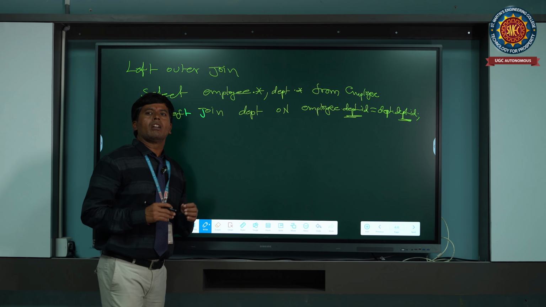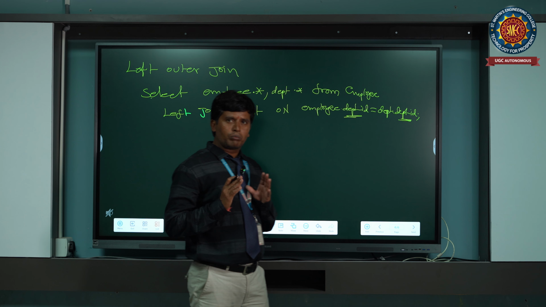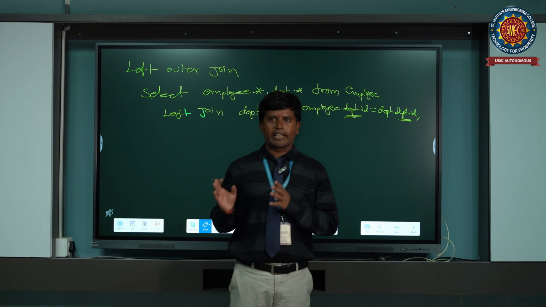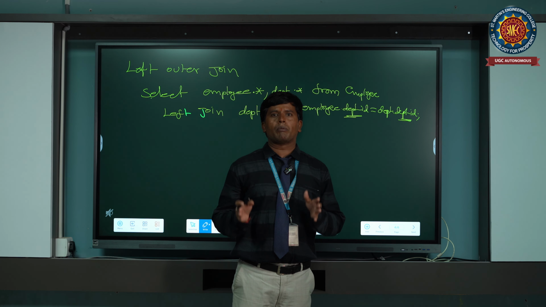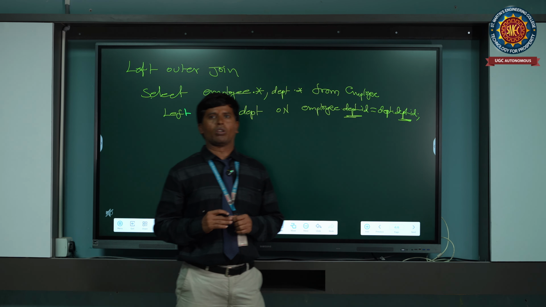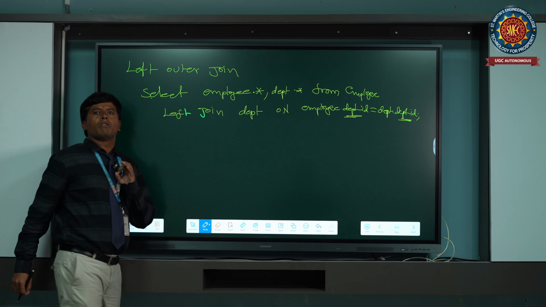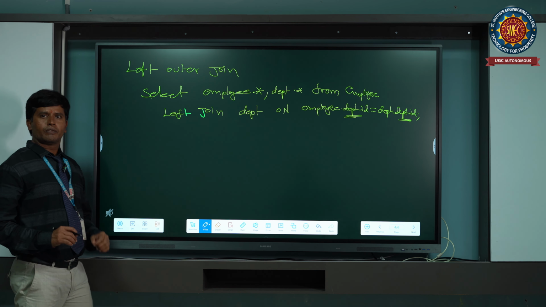Meanwhile, I don't want to miss any data from either the right side table or the left side table. I want to select the matched and unmatched records from both tables. At that time, we can use full outer join.